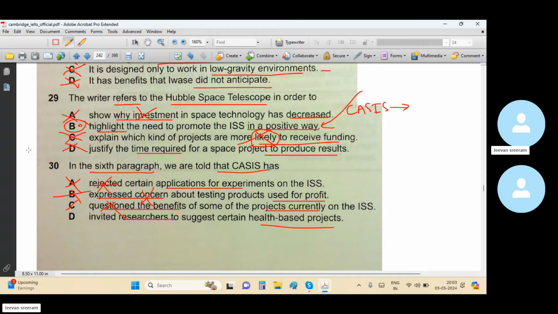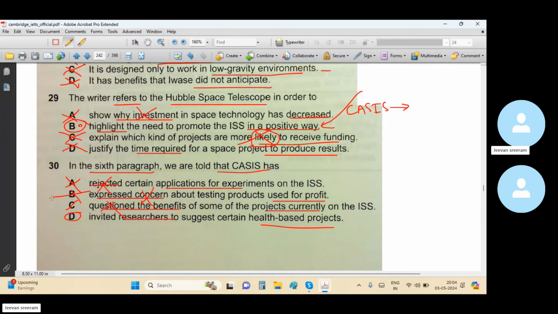So, why is this correct? The passage directly mentioned that CASIS has recently called for proposals for experiments on muscle wasting, osteoporosis, and the immune system. This suggests their interest in requesting research projects, soliciting research projects focused on specific health-related issues.